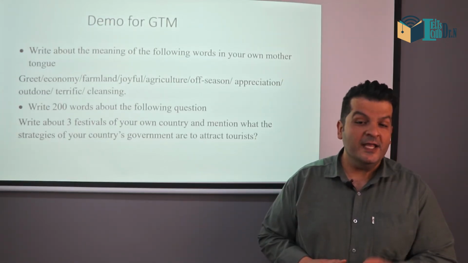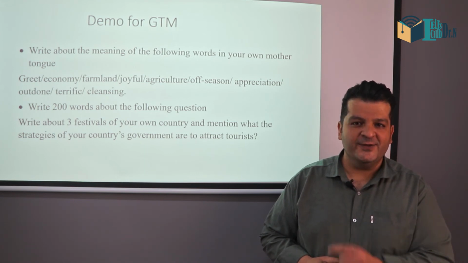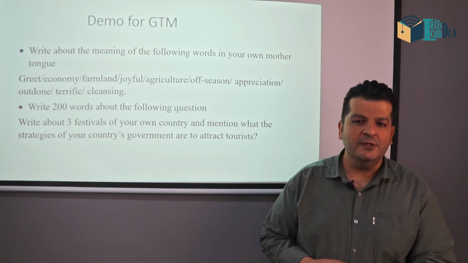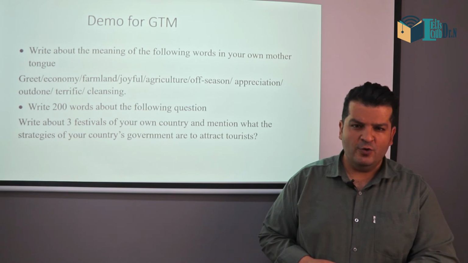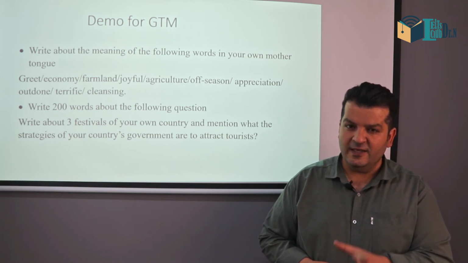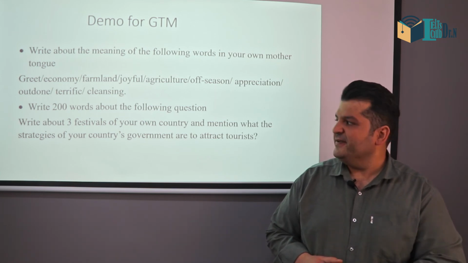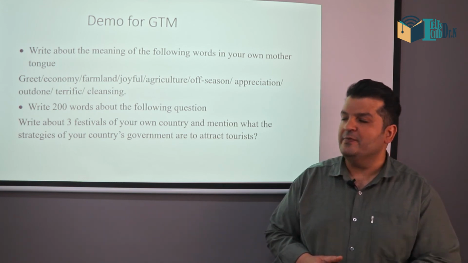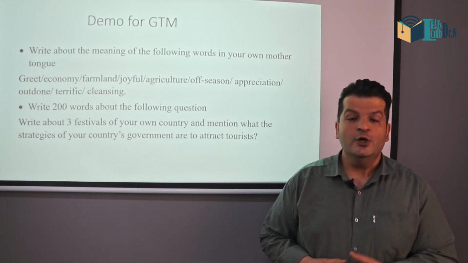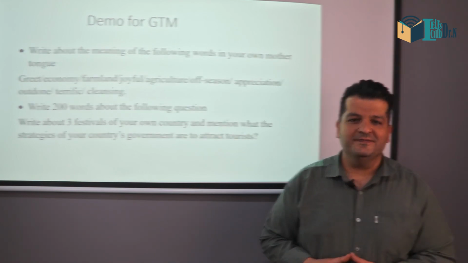Finally, if you remember, the last type of exercise was composition. I have put the case of composition here for you. Composition was about writing about a topic which is closely related to the title of the reading passage. The title of the reading passage was about one of the festivals in India. Now, the topic of composition goes, write about 3 festivals of your own country and mention what the strategies of your country's government are to attract tourists. You should write 200 words about this topic of composition.